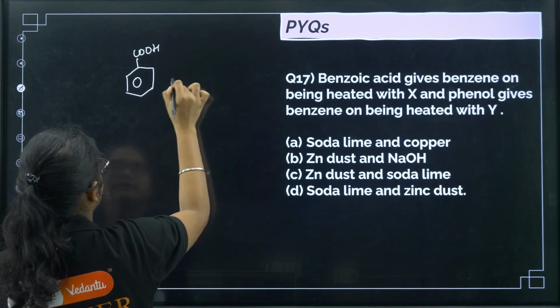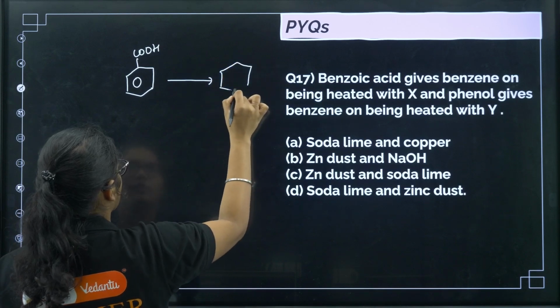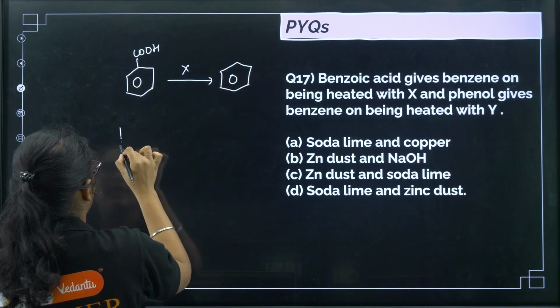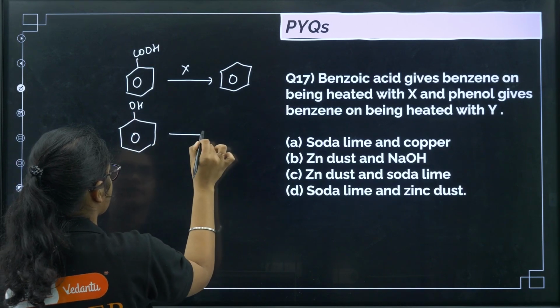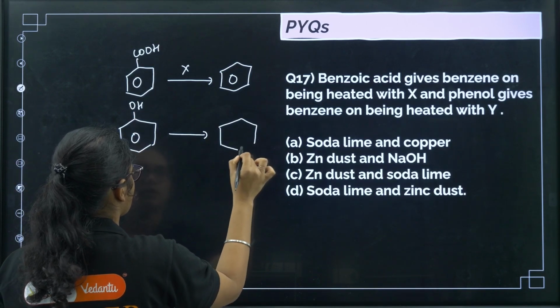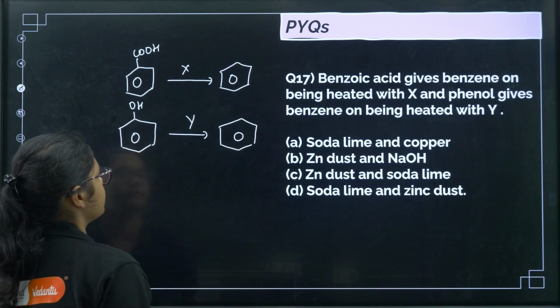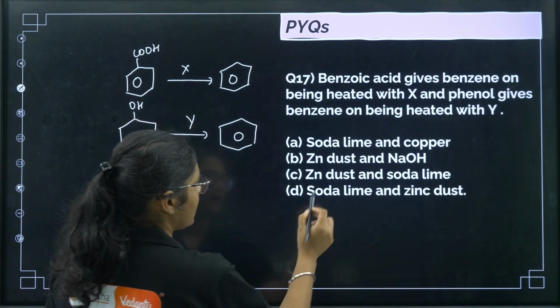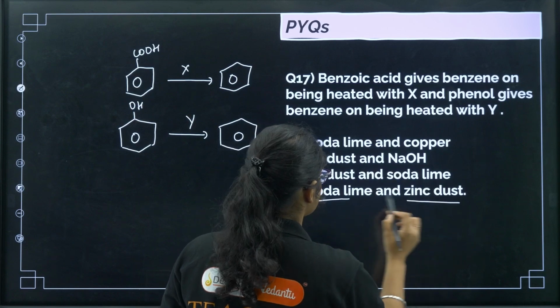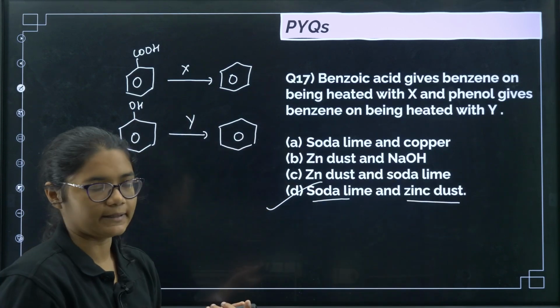Benzoic acid gives benzene on being heated with X, and phenol gives benzene on being heated with Y, right? So what will be X and Y? So X is your soda lime and Y is your zinc dust, right? So the correct answer is option number D.